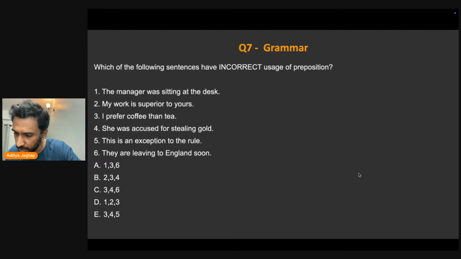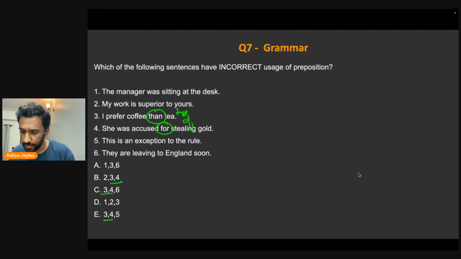Let's look at 4. She was accused for stealing gold, right? So she was accused for stealing gold is incorrect. She was accused of stealing gold. I prefer coffee to tea, right? So I found 2 errors. Now I know 3 and 4 are errors. So 3 and 4 are present here and here and here, right?